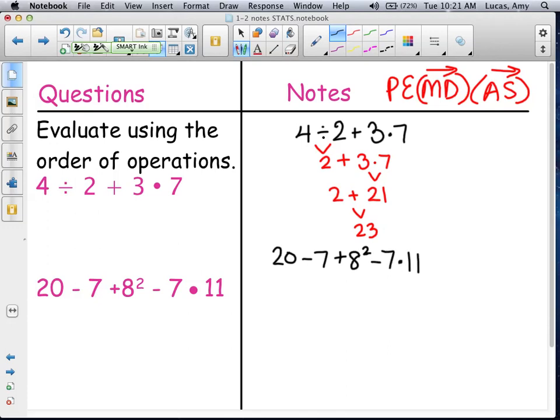Okay, next problem. Parentheses. Again, I don't see any, but we've got an exponent here. 8 to the second power, 8 times 8 is 64. The rest of my problem, I just bring down. Now, multiply, divide from left to right. I don't see any division. I see just multiplication. 7 times 11 is 77. Bring down the rest of the problem.